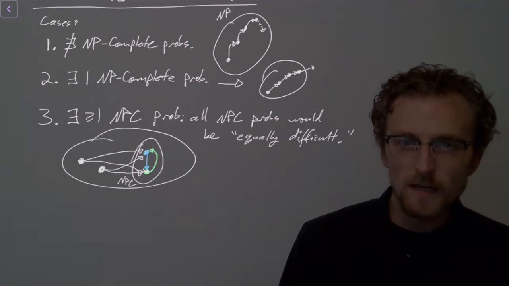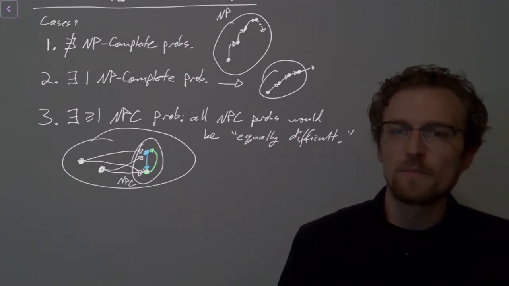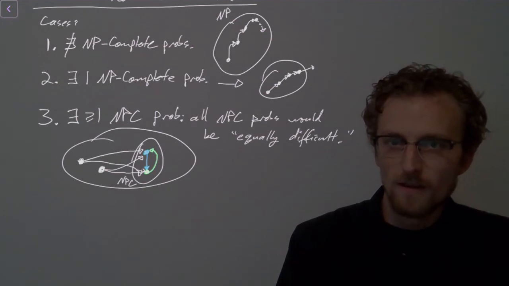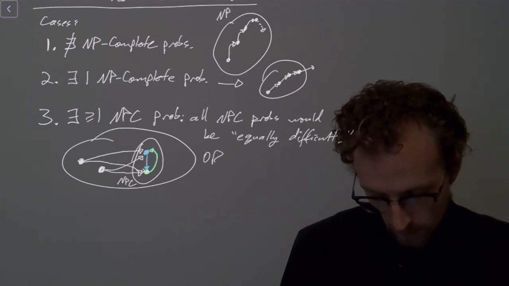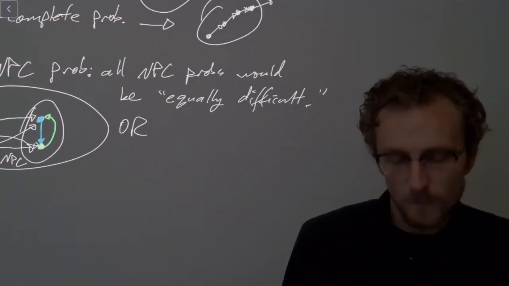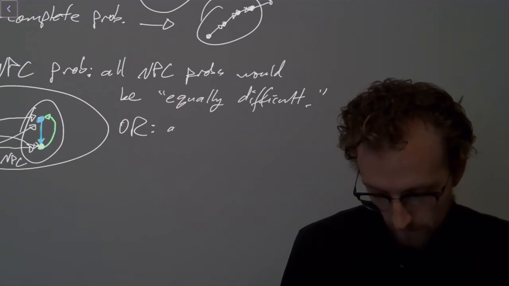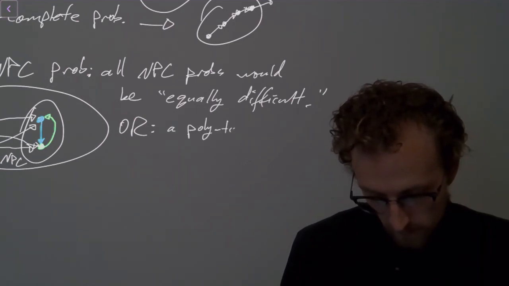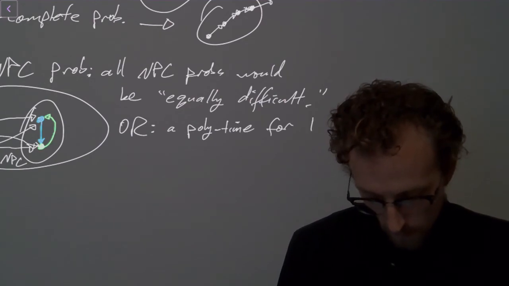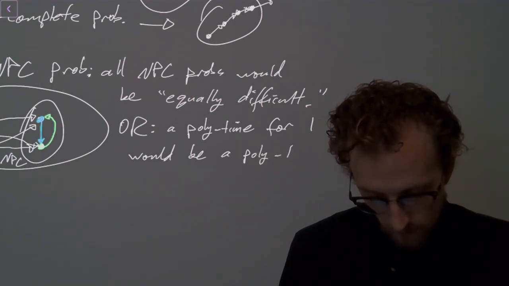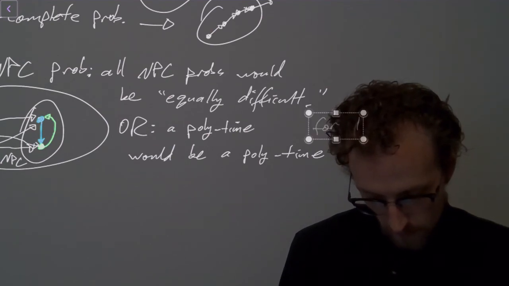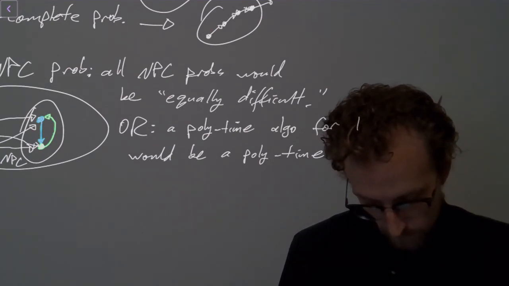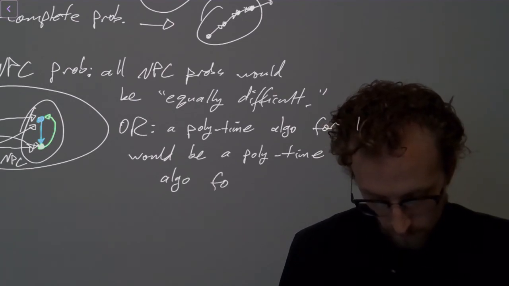Okay? Or another way of saying this is that if we came up with a polynomial time algorithm for any of those NP complete problems, that algorithm would be a polynomial time algorithm for all. Okay? And let me focus in on this because this one's critically important to get. A polynomial time algorithm for one would be a polynomial time algorithm for all.